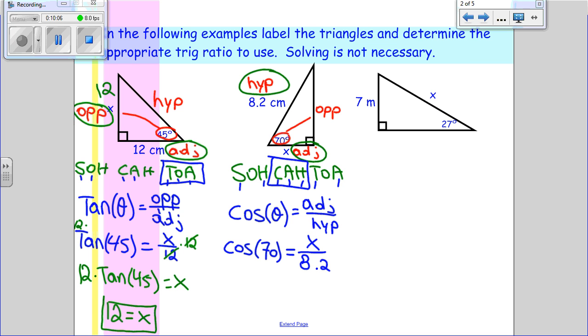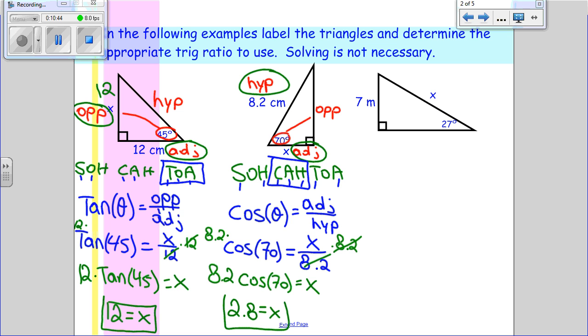Now that we've set it up, we need to try to get x by itself. To get x by itself, we need to multiply that 8.2 to the other side. We have 8.2 times cos of 70 equals x. We punch that thing in our calculator. We go 8.2 times cos of 70. And we have 2.8 equals x.